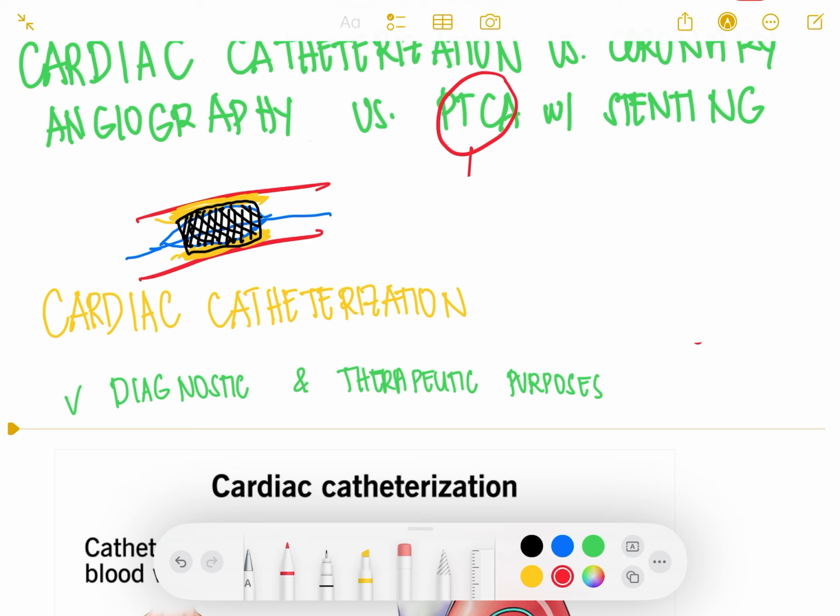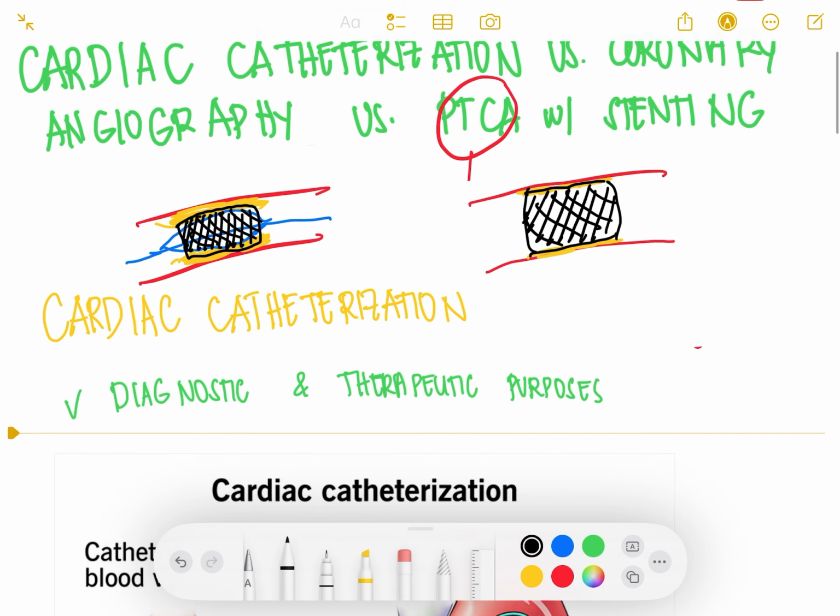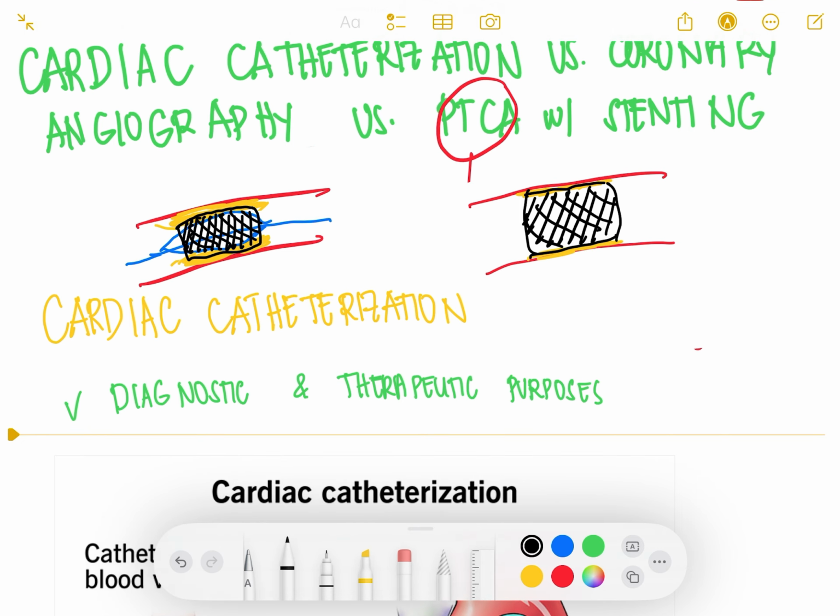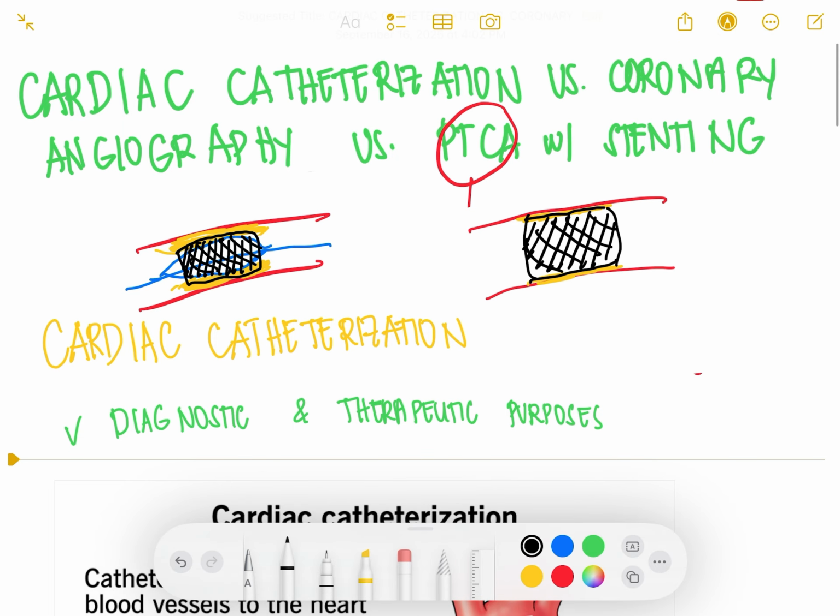So, magiging itsura niyan, okay, ito si blood vessel, let's just say that there is still minimal narrowing dyan sa gilid. Okay, the stent will be left here to keep this area open. Okay, naka-open na lang siya. Para hindi na ulit magsara or hindi na ulit sumikip with that fatty deposit. So, this is PTCA with stenting. Okay, iiwan siya dyan ng stent. So, that's it for cardiac catheterization, coronary angiography, and PTCA or PTCA with stenting.